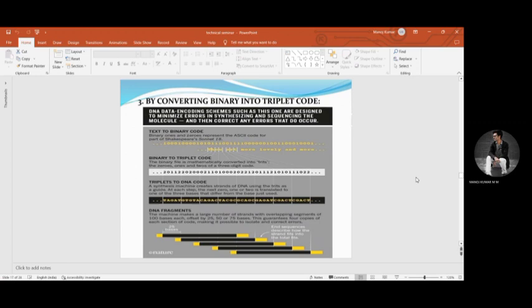So third one, converting binary into triplex codes. DNA data encoding schemes such as this one are designed to minimize errors in synthesizing and sequencing the molecules and then correct any errors that do occur. So firstly, we convert digital text to binary codes. Then binary codes are converted into triplex codes. Then triplex codes are converted into DNA codes. And finally, DNA codes are formed into DNA fragments that can store the data. So this figure shows how data can be stored in DNA.